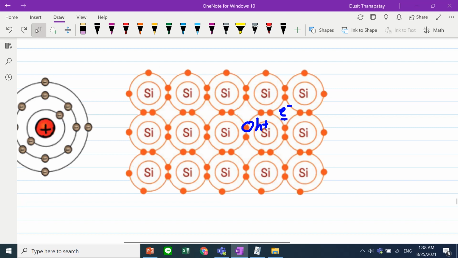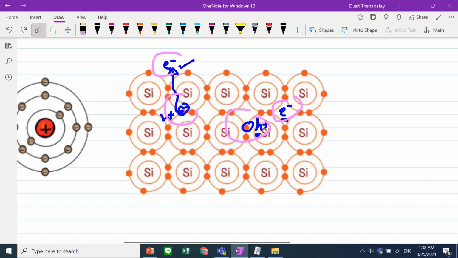Okay. One free electron and one hole. If the electron at here is removed, now there is one more electron and one more hole, right? So you can observe that the number of electrons and the number of holes are the same for normal pure silicon crystal, or intrinsic semiconductor.